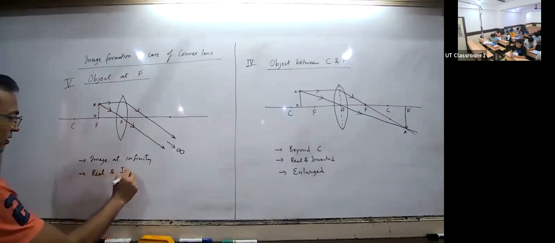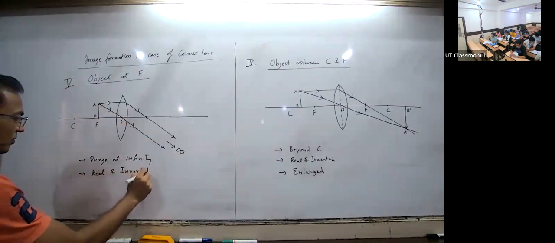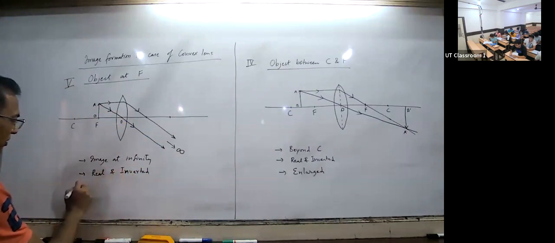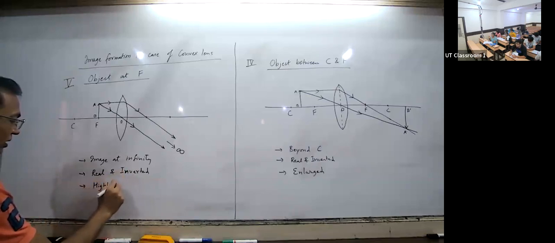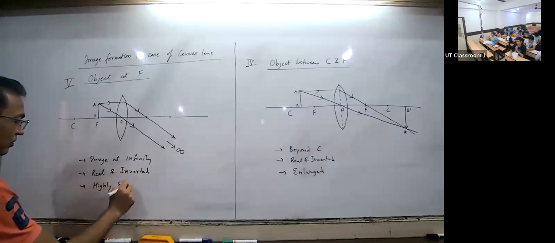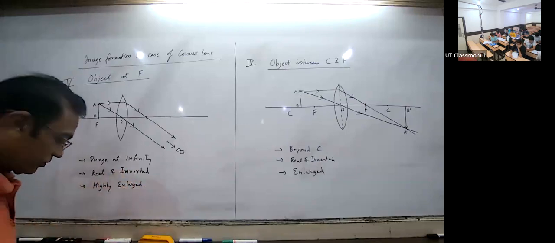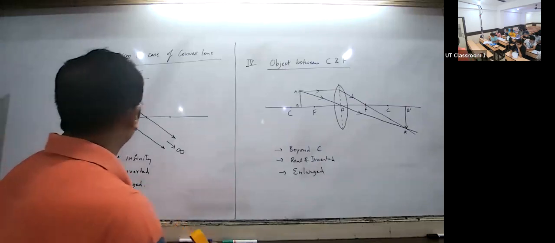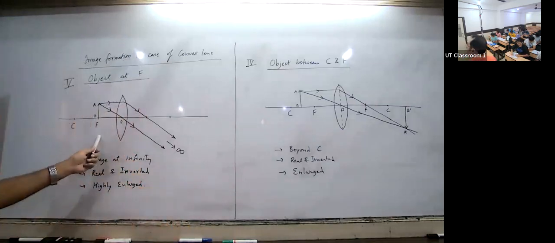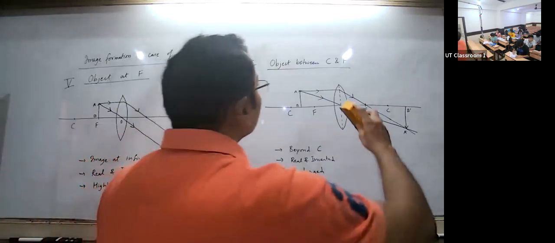Yes. Yes, it is highly magnified or enlarged. So next one we try karo. Next object position is between F and O.